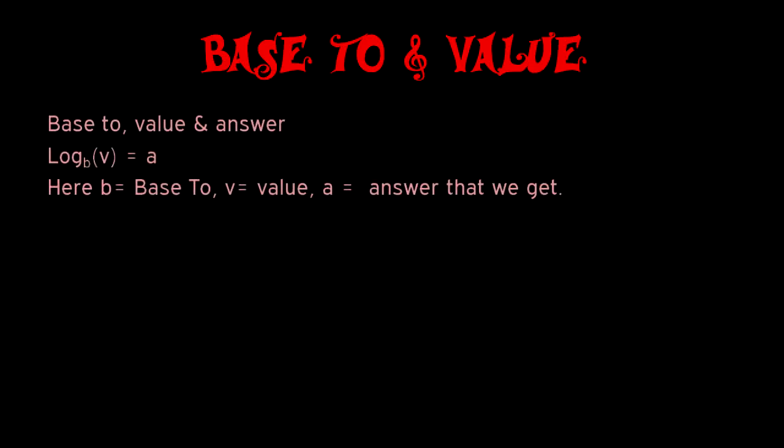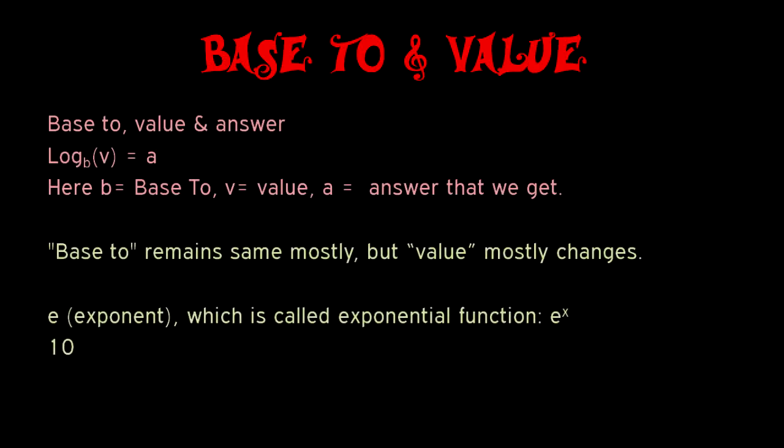Base and value. Now this is just for telling you how to write logs and antilogs. So they are written as log base b of v equals a. That means here b is base, v is value and a is answer. These are the three numbers associated with logs. I have named these numbers myself so that they might be understandable. Now base remains the same mostly, but value changes. The most commonly used bases are e, which is the exponential function, which varies as e raised to power x, and the number 10 we know in maths.